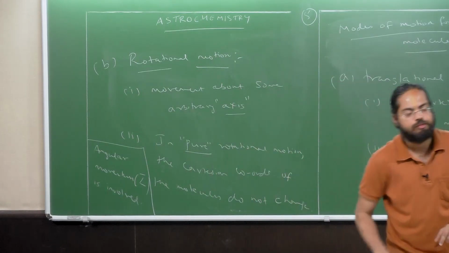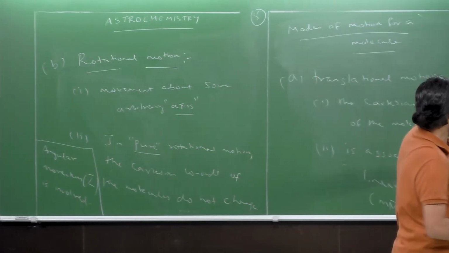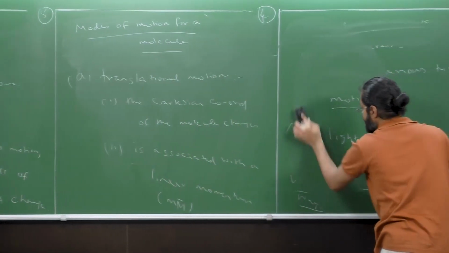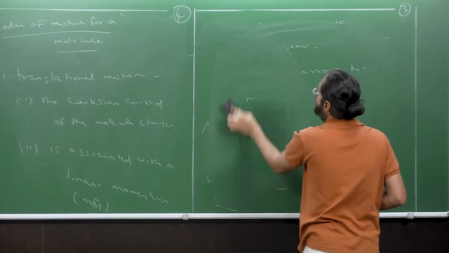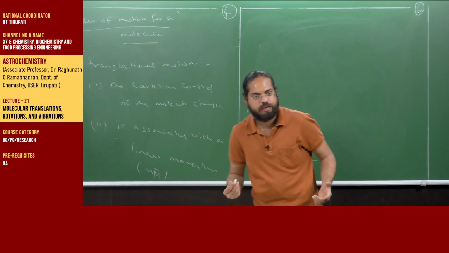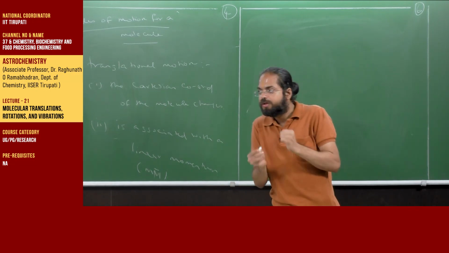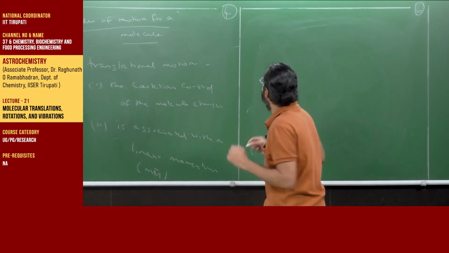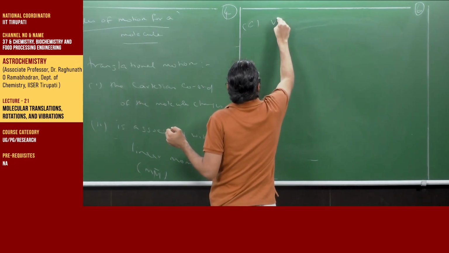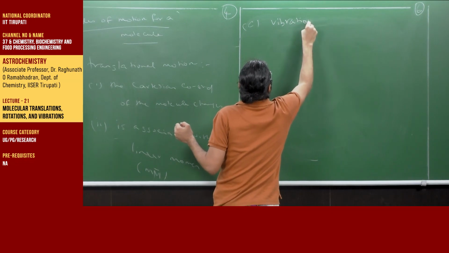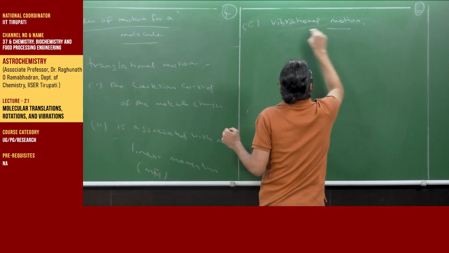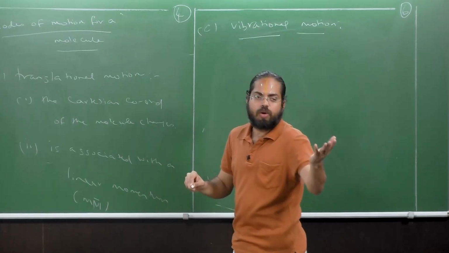What else could happen to a molecule? Can you guess? We've discussed translational motion. Next, we've discussed rotational motion. The other kind of motion that a molecule could undergo is, what is this? Vibrational motion, correct. So another thing that can happen to a molecule is what is called vibrational motion. Now, what are vibrations?